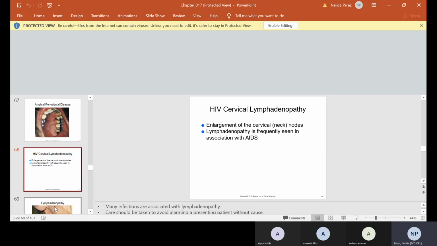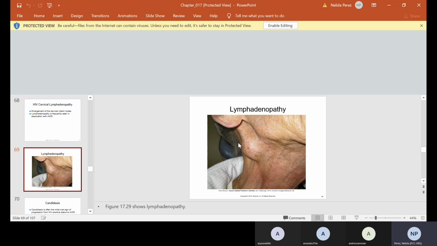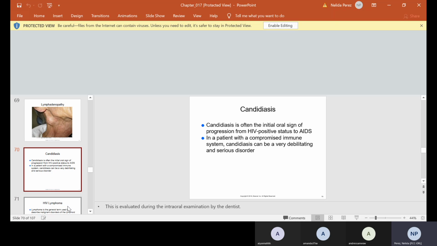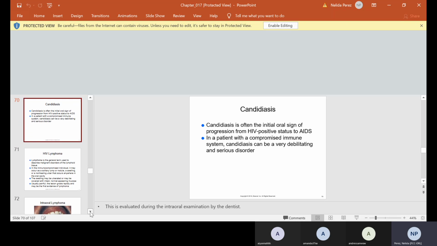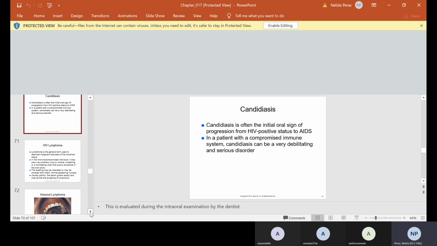HIV cervical lymphadenopathy, enlargement of the cervical neck nodes, is frequently seen in association with AIDS. And it looks like this. And we already talked about candidiasis, but it is often the initial oral sign of progression from HIV positive status to AIDS. In a patient with a compromised immune system, candidiasis can be a very debilitating and serious disorder.